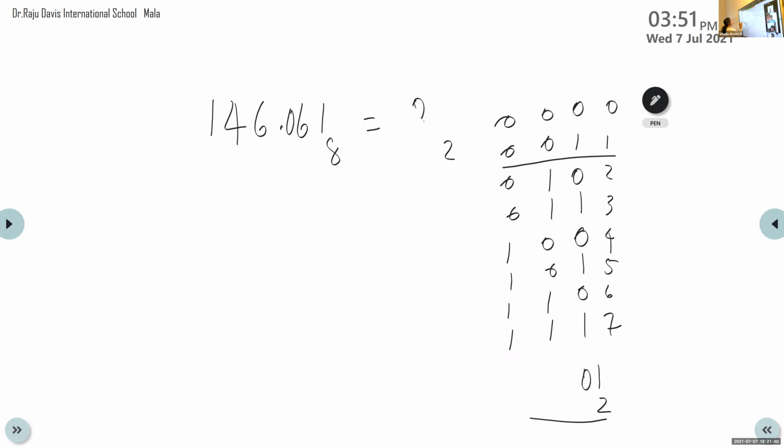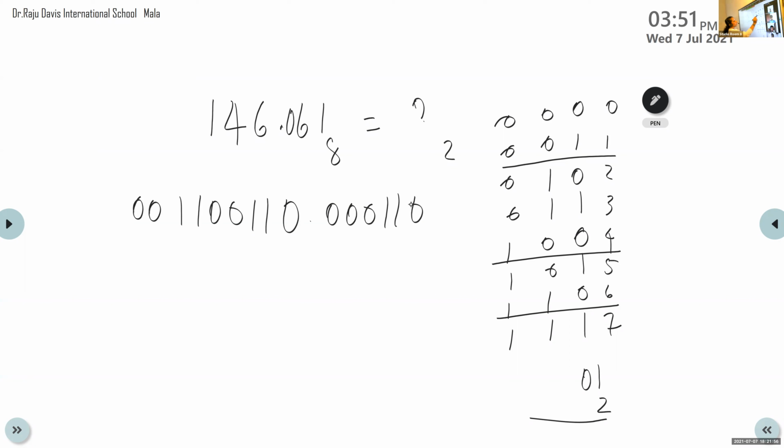1 it is 0 0 1. What about 4? 4 it is 1 0 0. 6 it is 1 1 0. Point 0 it is 0 0 0. 6 it is again 1 1 0. What is 1? 1 it is 0 0 1.